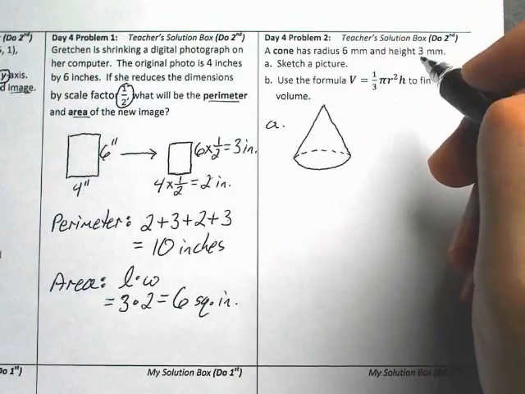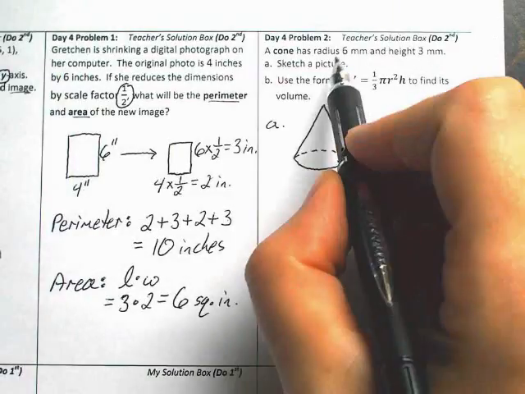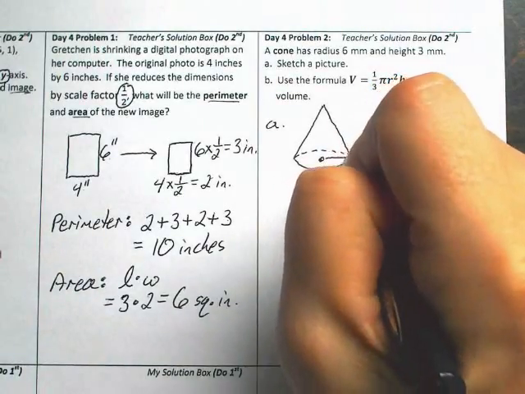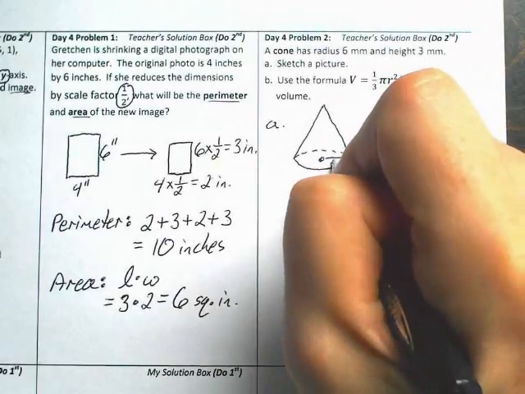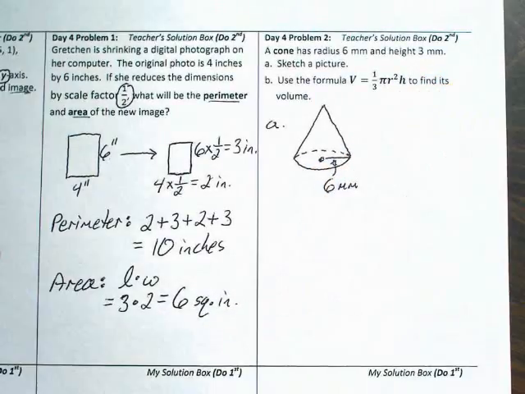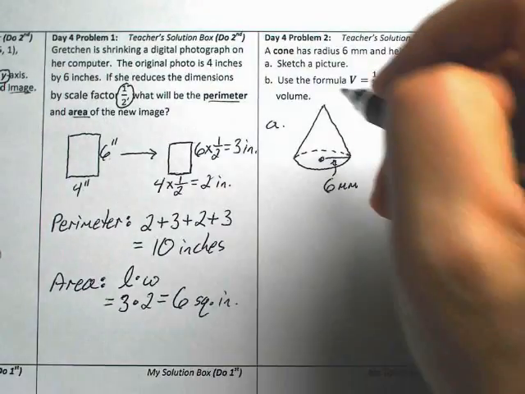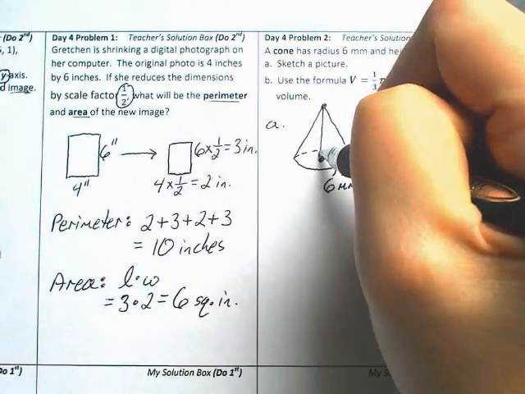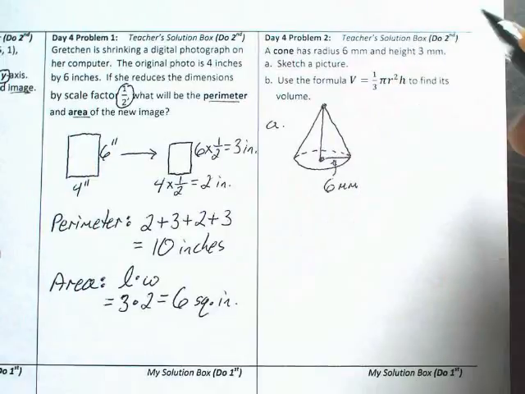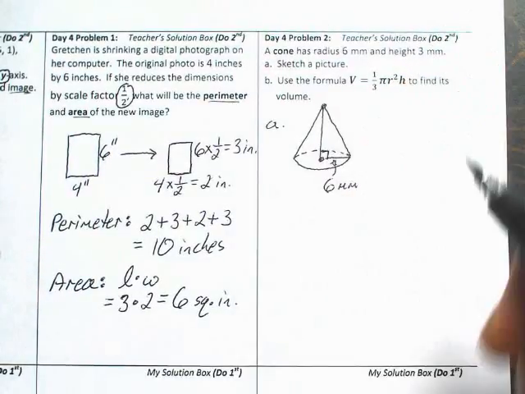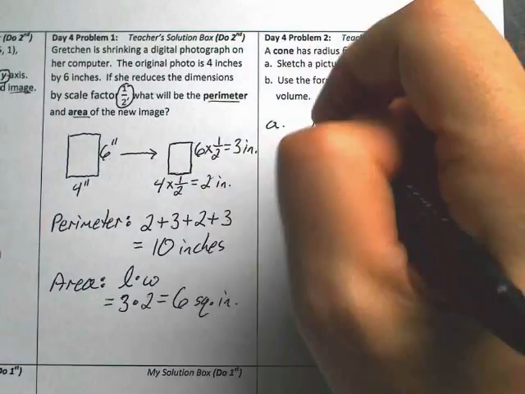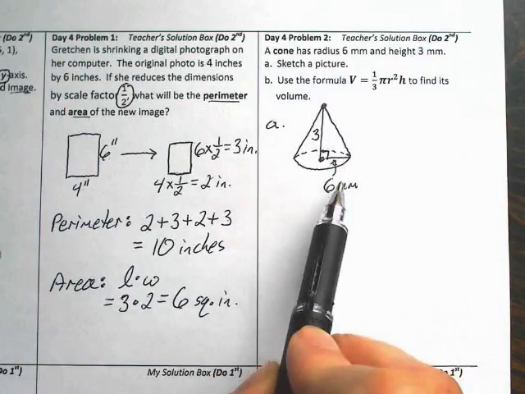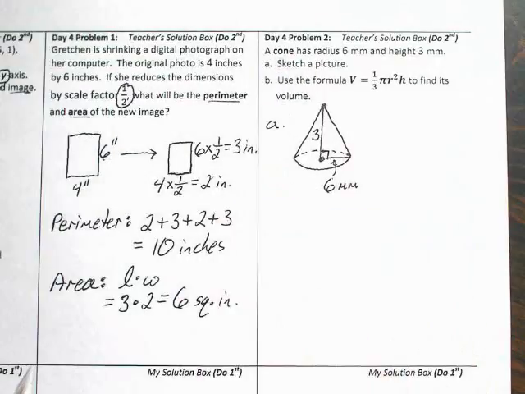That is our picture, and we're given some measurements that we can put on there. The radius is 6 millimeters. So from the center of the circle to the edge of the cone, that distance is 6 millimeters. And the height is 3 millimeters. So from the point of the cone straight down through the middle of that cone, creating a 90-degree angle even, we are told that that height is 3 millimeters, and so I can write 3 on that distance there. So here is our diagram drawn and labeled for part A, where we had to sketch a picture.